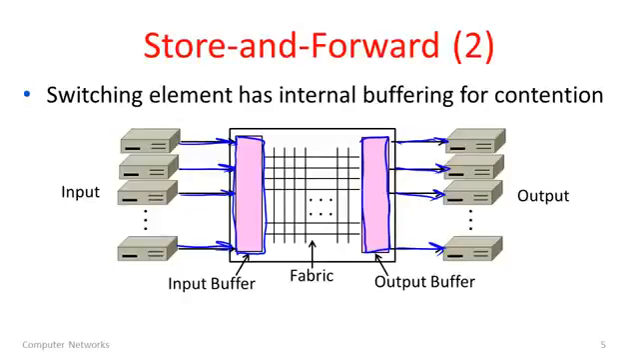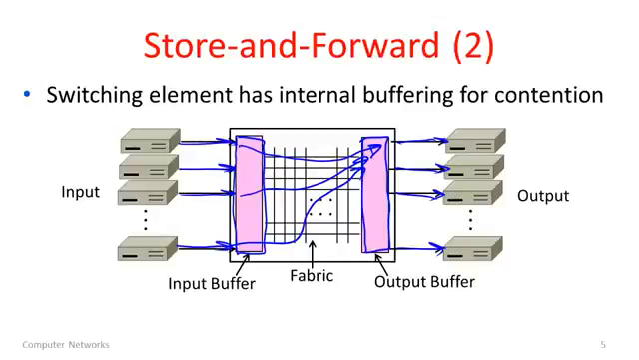Why is there buffering? Well, there's buffering because maybe at the very same moment a packet came from this first input up top and it was destined for this output up top, and also a packet came from another link and it was destined for this output, and yet another link and it was destined for this same output. All three of those inputs can't go to the one output at the same time.